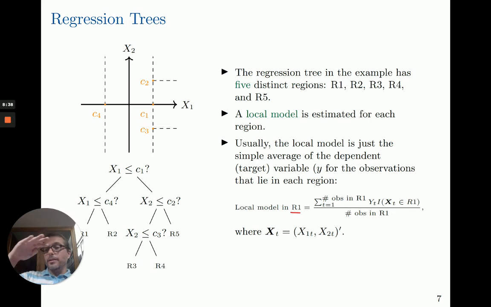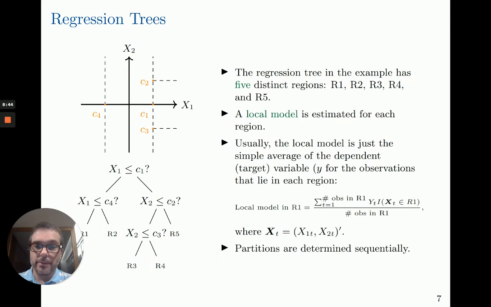So basically imagine that it's a piecewise constant model. Within each region we estimate a constant model. Okay, and these partitions are determined sequentially. Okay, and I'm going to give examples of that.